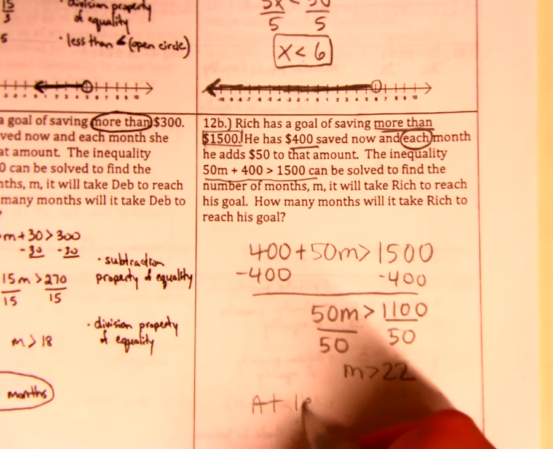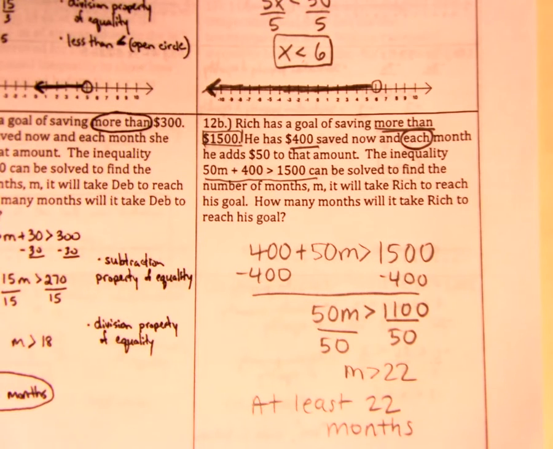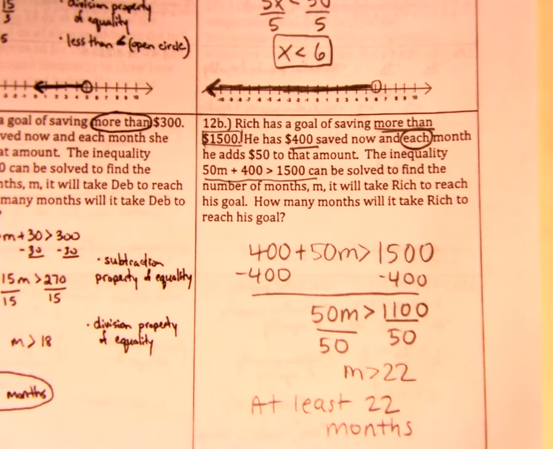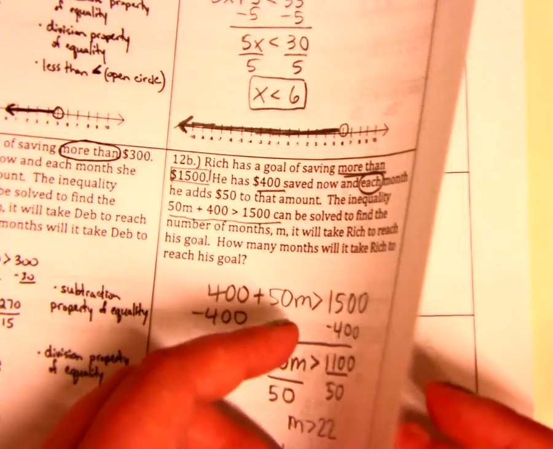At least 22 months. Really more like 23, because 22 is not included here. So you can use the words at least 22 to show that. All right, moving on.